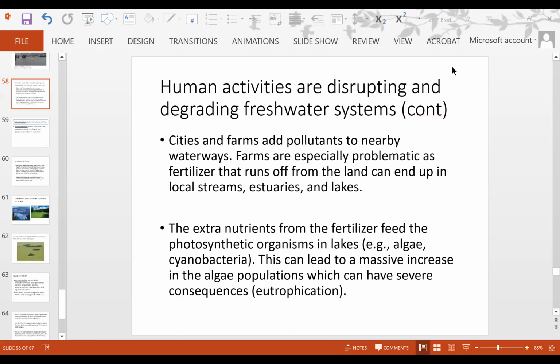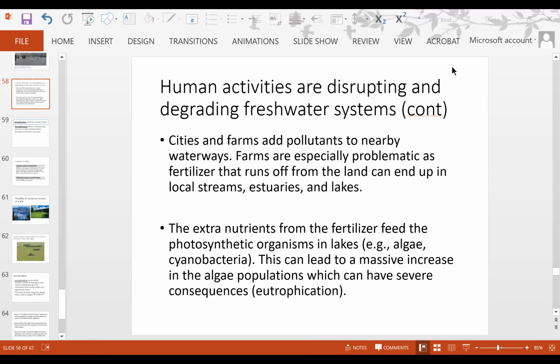And then some further issues related to human activities disrupting and degrading freshwater systems include cities and farms adding pollution to nearby waterways. Farms are especially problematic because fertilizer runs off from the farmland and can end up in local streams, estuaries, and lakes.